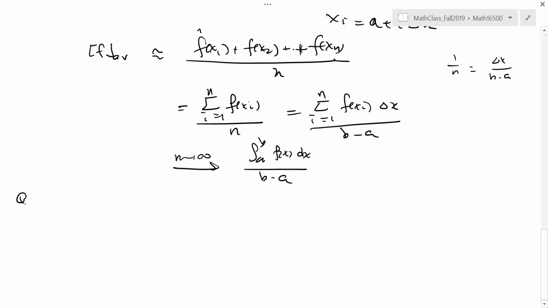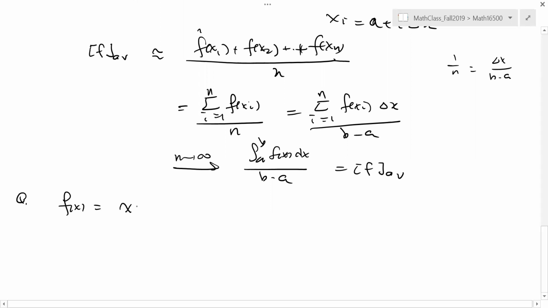So take a look at this following example. Here the function equals, then we have the formula. The average value is the integral of the function divided by the length of the interval. So if you have x cubed, x is between 0 and 1.